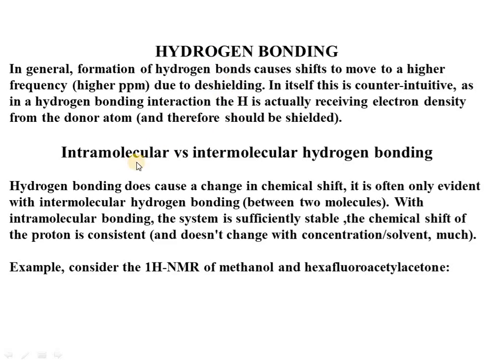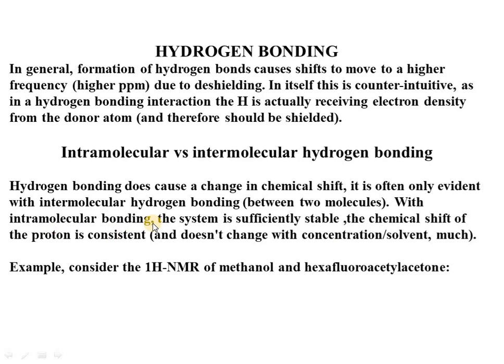And we can consider intermolecular and intramolecular hydrogen bonding. In intermolecular hydrogen bonding, the case is different, and in intramolecular it is different. So hydrogen bonding does cause a change in chemical shift. It is often only evident with intermolecular hydrogen bonding. Generally in intermolecular hydrogen bonding, the change in chemical shift is visible, and intermolecular, as the name indicates, it is between two molecules.